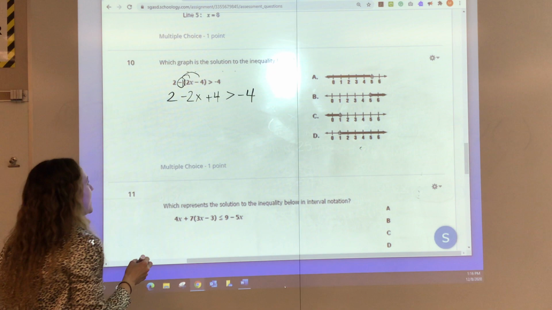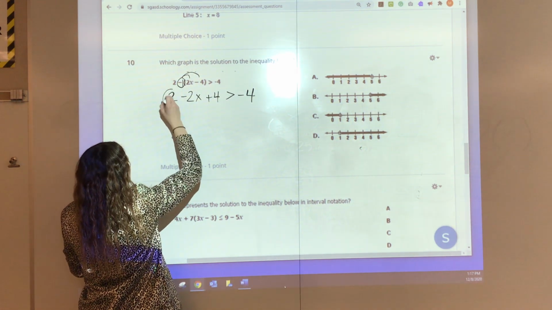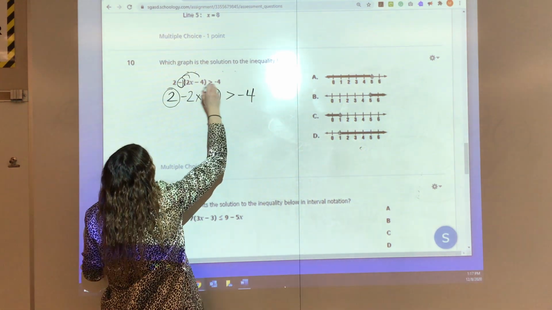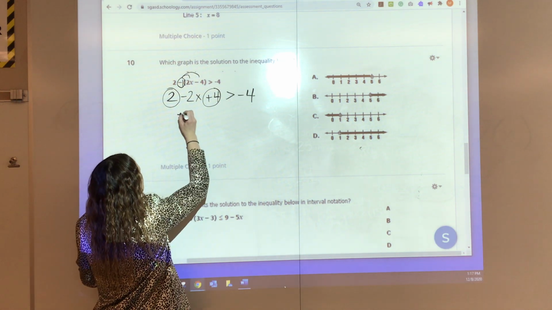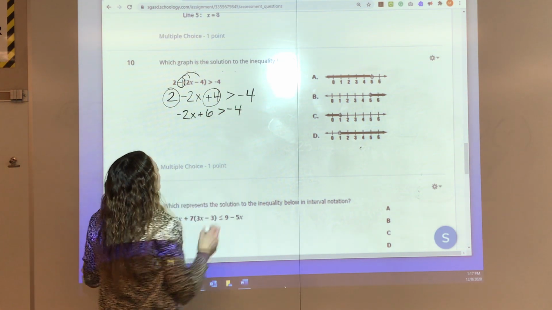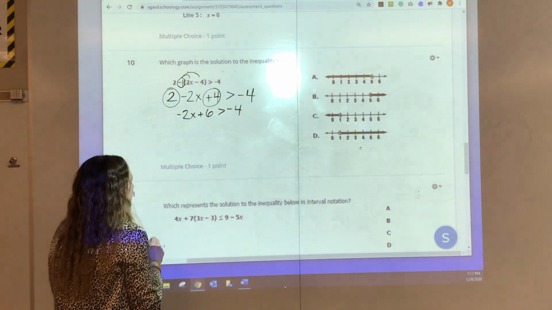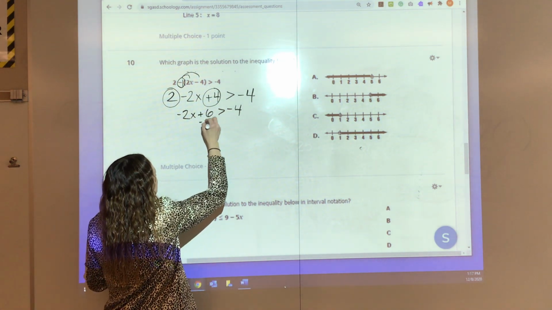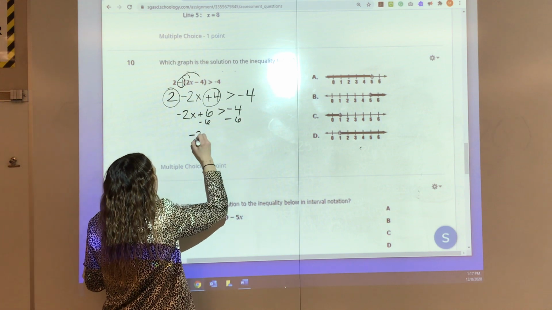I'm going to clean it up because I have some like terms on the same side of the inequality symbol. So this 2 and this +4 give me a +6. All right, next thing is I'm going to have to get rid of this 6. So I should subtract it on both sides.